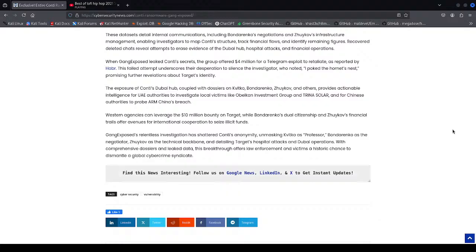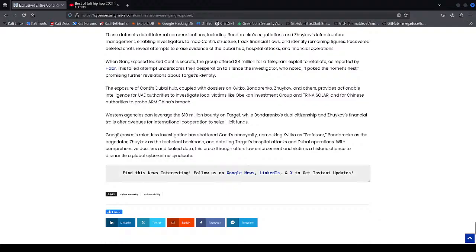When gang exposed leaked Conti's secrets, the group offered $4 million for a Telegram exploit to retaliate, as reported by Haber. What, really? This failed attempt underscores the desperation to silence the investigator, who noted, "I poked the hornet's nest," promising further revelations about the target's identity.